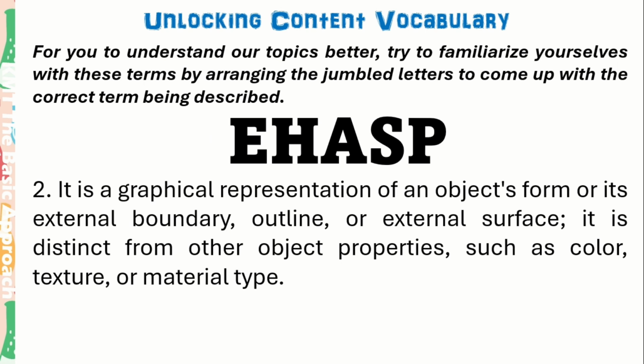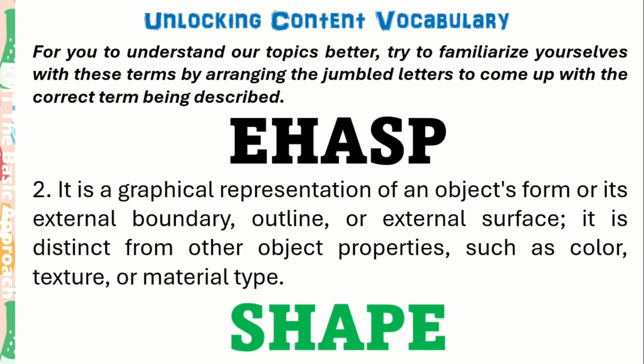Number 2. It is a graphical representation of an object's form or its external boundary, outline, or external surface. It is distinct from other object properties such as color, texture, or material type. What is the correct answer? Good job! The correct answer is shape.